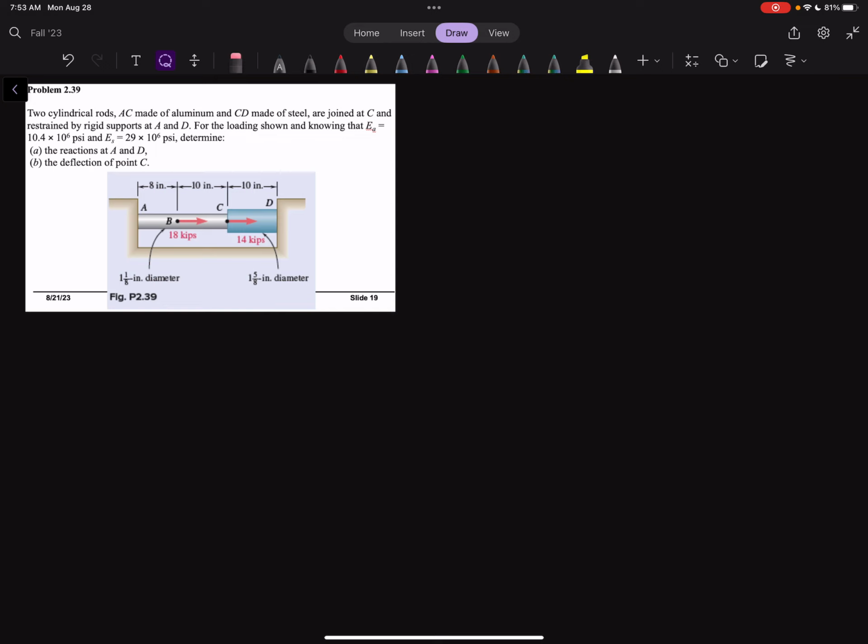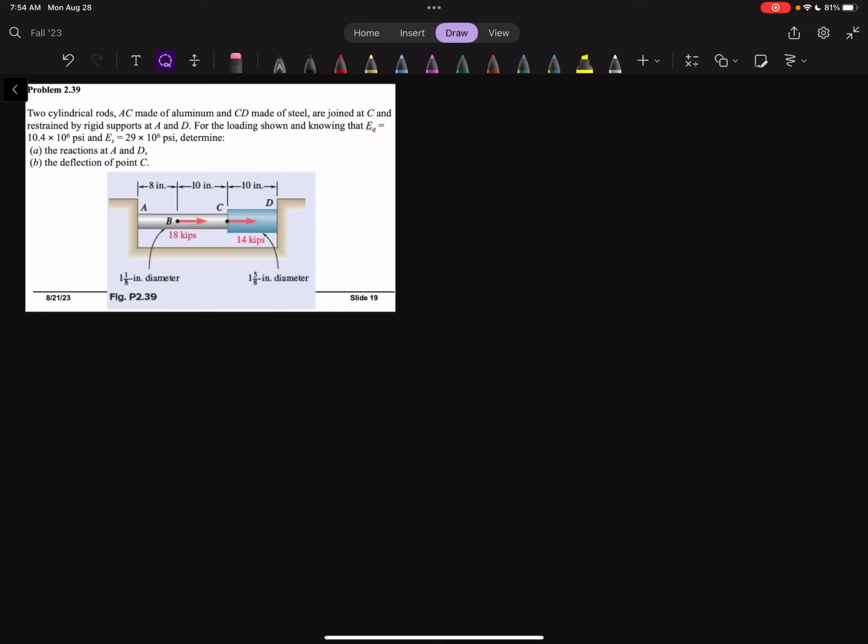Let's read it first. Two cylindrical rods, AC, made of aluminum, that one in gray, and CD, made of steel, that one that kind of looks more bluish, are joined at C and restrained by rigid supports at A and D. For the loading shown, and knowing that the coefficient of elasticity for aluminum is 10.4 times 10 to the 6 pounds per square inch, and the coefficient of elasticity for the steel is 29 times 10 to the 6 pounds per square inch, determine A, the reactions at A and D, and B, the deflection of point C.